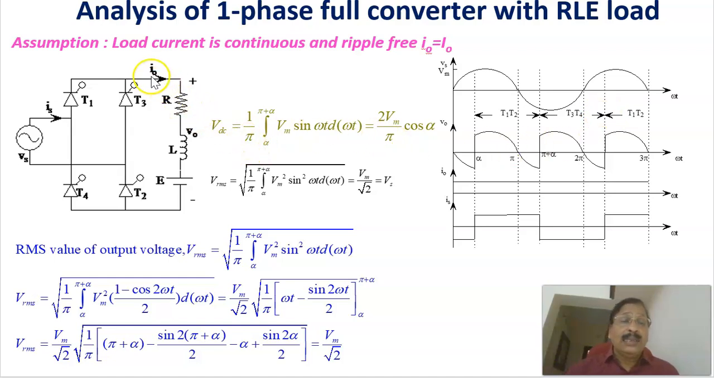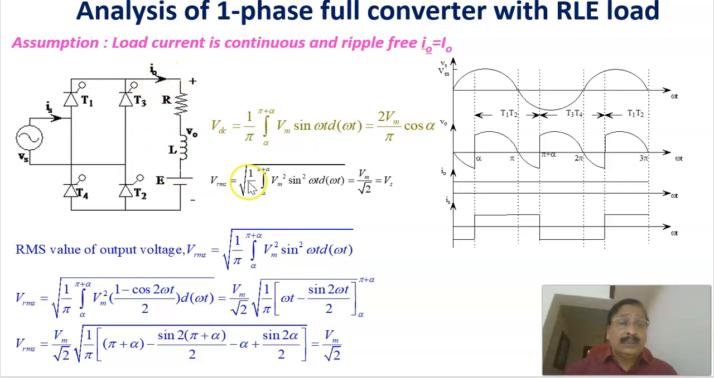Now, if you calculate the average value of the output voltage, it is given by 1 by pi integral alpha to pi plus alpha Vm sin omega t d omega t, which is equal to 2 Vm by pi cos alpha. We have already derived that. It is the average value of the output voltage.